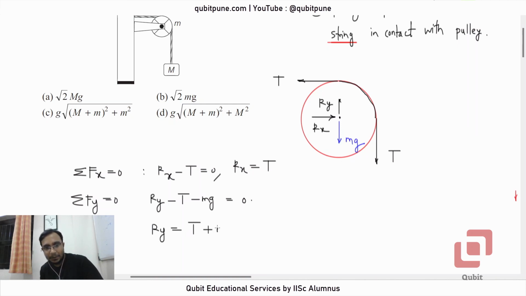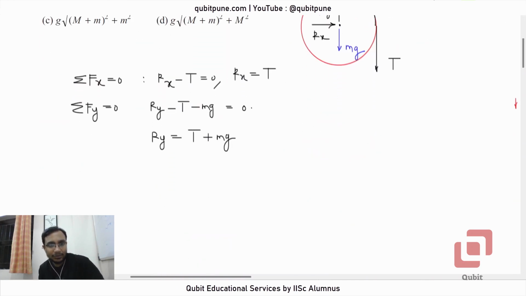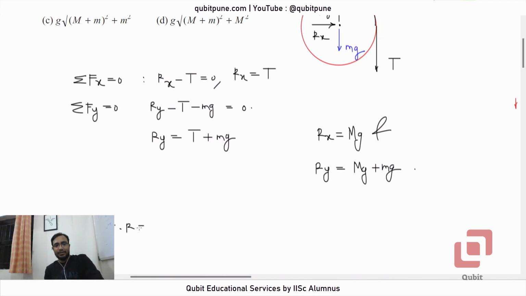But what is capital T now? Capital T is essentially nothing but the weight of this hanging or suspended mass, isn't it? So put it there. So Rx is equal to capital Mg and Ry equals capital Mg plus small mg. So this is like Rx i cap plus Ry j cap, so its magnitude will be the root of Rx squared plus Ry squared. Taking g common, it is g times the root of capital M squared plus (capital M plus small m) squared. Is that clear?